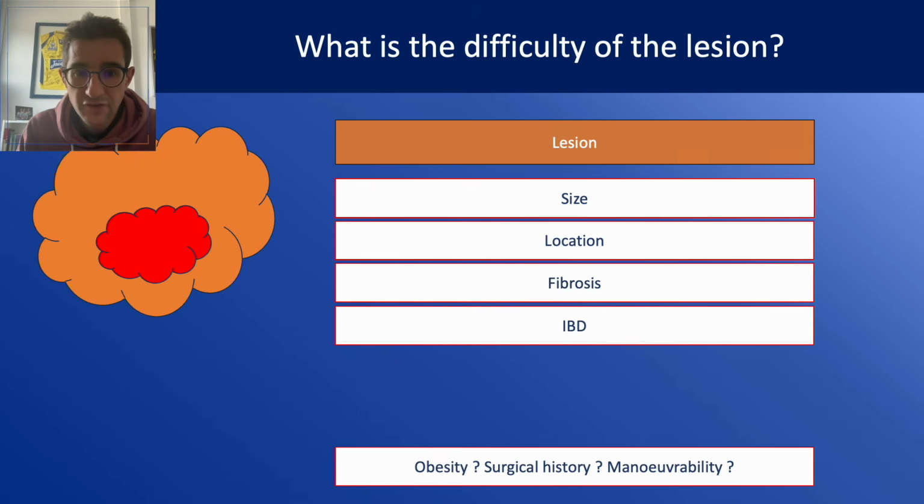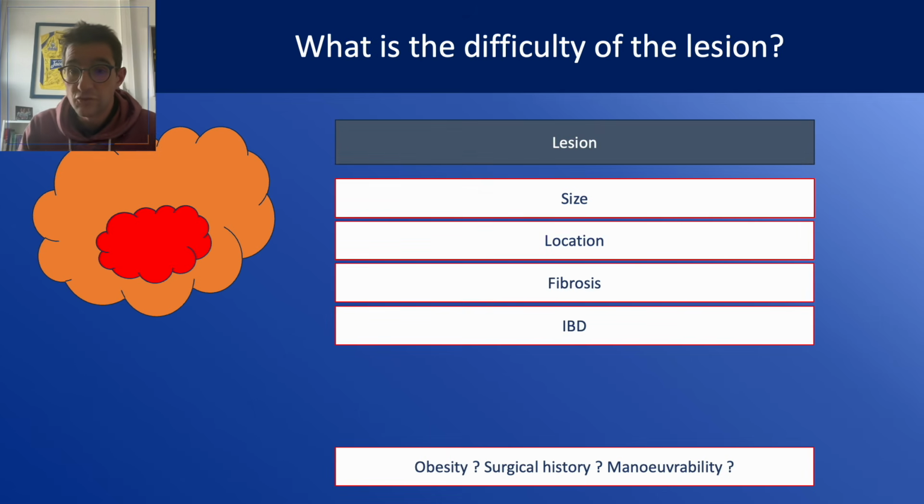The difficulty of the lesion. The size is very important because the duration of the procedure is directly linked to the size of the lesion. The location is very important. Keep in mind that angles are horrible, the appendix is horrible, the ileocecal valve is horrible, and very small areas like the sigmoid colon are more difficult. If you have diverticula in this area, it will be difficult.